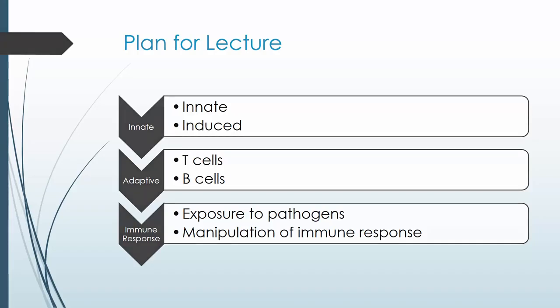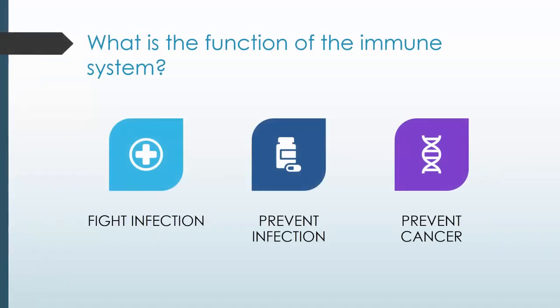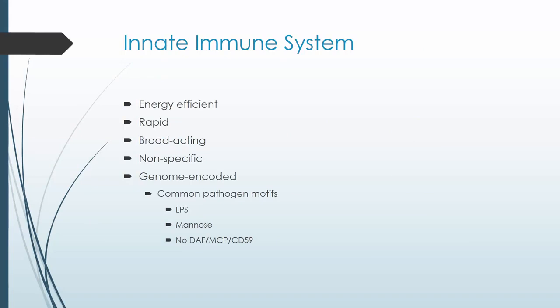So let's talk really briefly about the purpose of the immune system. It's primarily to fight infection, to prevent infection, and then also to prevent cancer. Today I'm really going to hit on the infection, but it's important to note that the immune system is also really essential for fighting cancer within our body. So let's begin with the innate immune system.